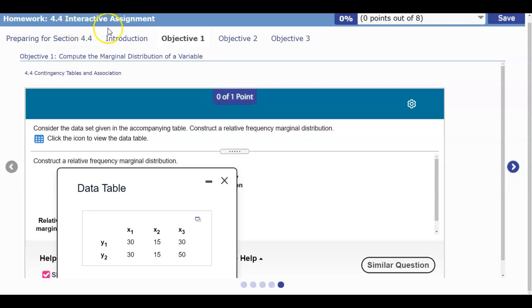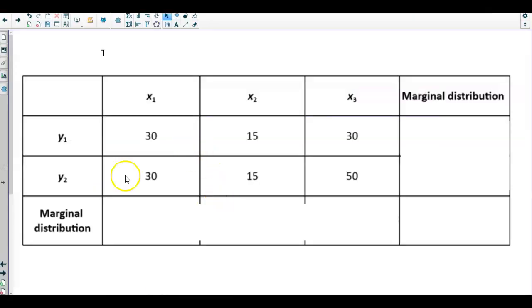Section 4.4 Interactive Assignment Objective 1. We're going to consider the data set given in this table here, and we're going to construct a relative frequency marginal distribution. Okay, so here's our table. We have our rows y1, y2, and then our columns go from x1, x2, and x3. So I've created this table here.